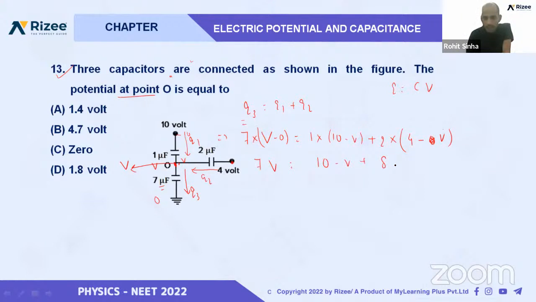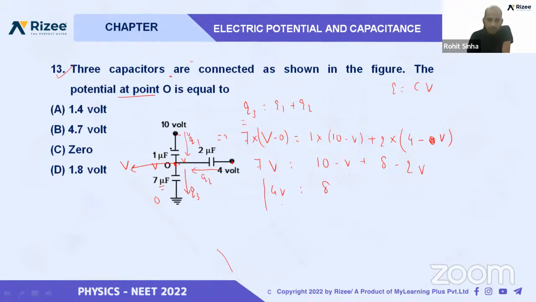What answer came? Any answer came? Anyone? I think 3. That will be 4. It will be 8. Okay. The answer is option D, 1.8. I think it is an approximate answer. Okay, accurate.